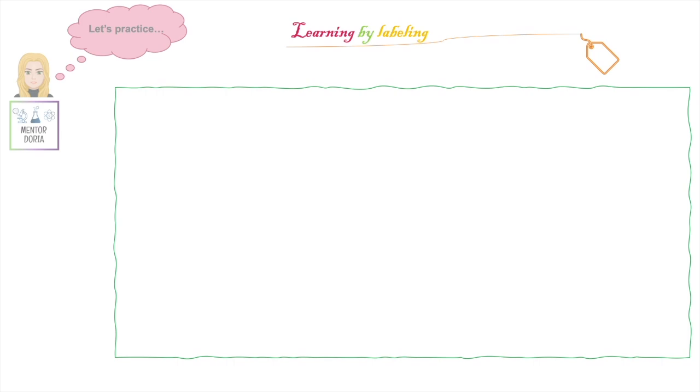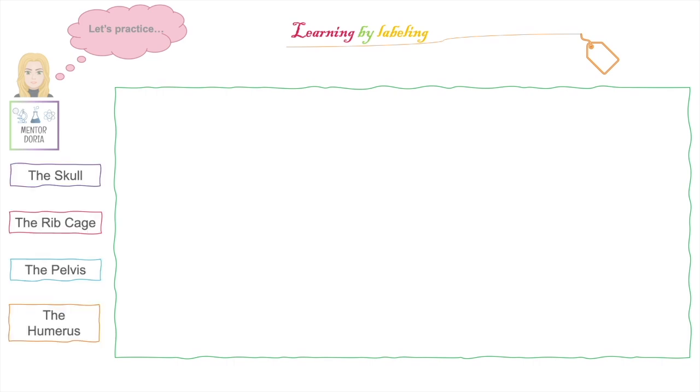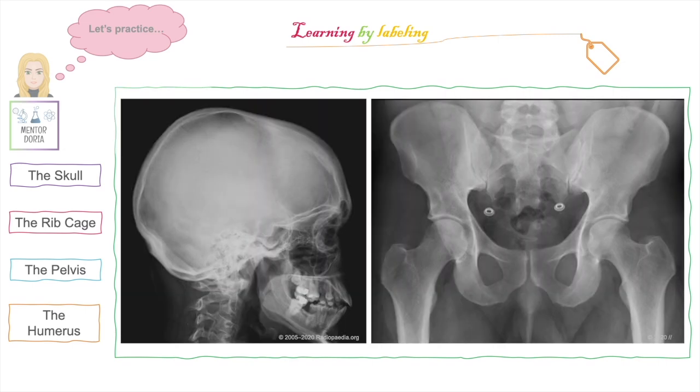Let's move on to a learning by labeling activity. At the side of the box, you will see 4 labels: the skull, the ribcage, the pelvis, and the humerus. What I would like you to do is match the correct label to the pictures you see in the box. So, do the images show you the skull, the ribcage, the pelvis, or the humerus bone? I'll give you a moment to think. Three, 2, 1. That's right, the image here is the skull, and the image here is the pelvis.